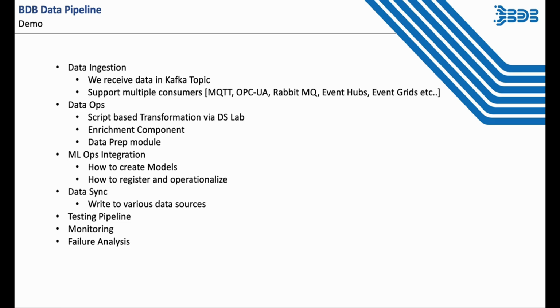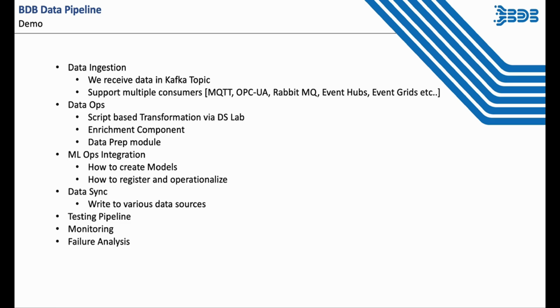In this stage we will be receiving data in a Kafka topic. Data pipeline supports multiple consumers like MQTT, OPC-UA, RabbitMQ, Event Hub, etc. The second stage is DataOps, where we need to enrich the sensor data with details of the machine, thresholds, etc. We also need to run a certain rule engine to identify if thresholds are breached or not.